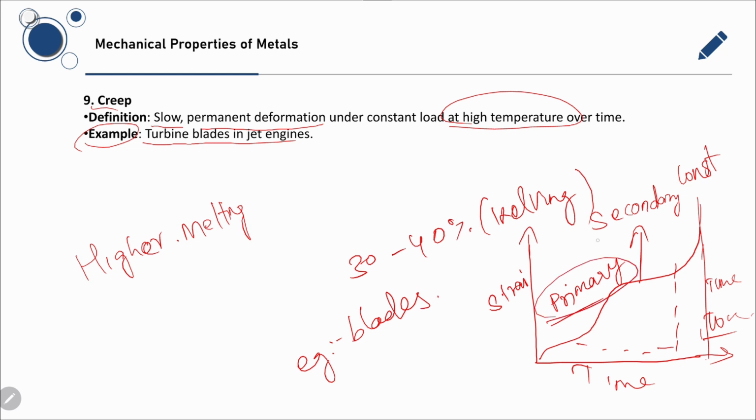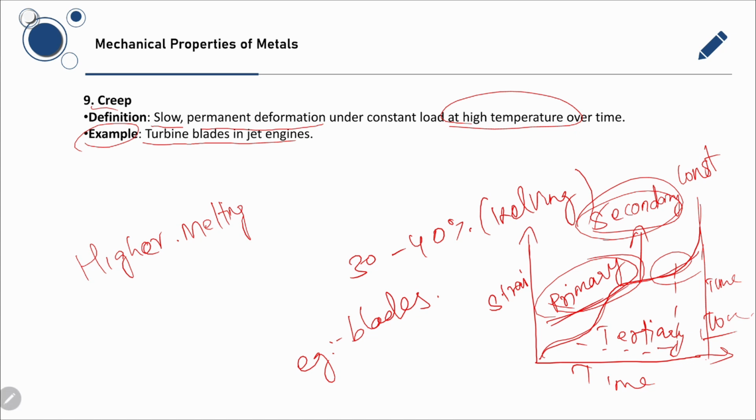Stage 1 is primary, stage 2 is secondary, and stage 3 is tertiary. In the primary stage, the curve rises quickly, then the rate slows because the material work hardens, so the creep rate drops. In the secondary stage, the curve is almost straight. This is the minimum or nearly constant creep rate. The slope here is the key for life prediction. Engineers size parts so they can run a long time in this region.